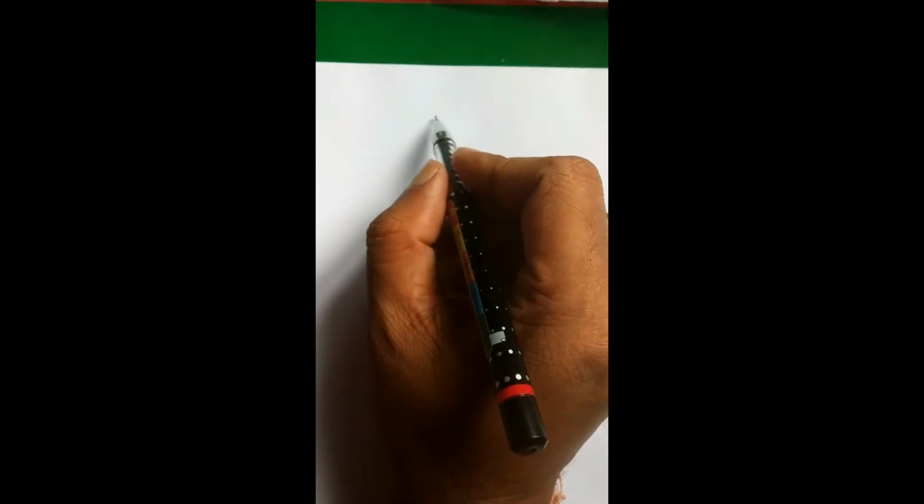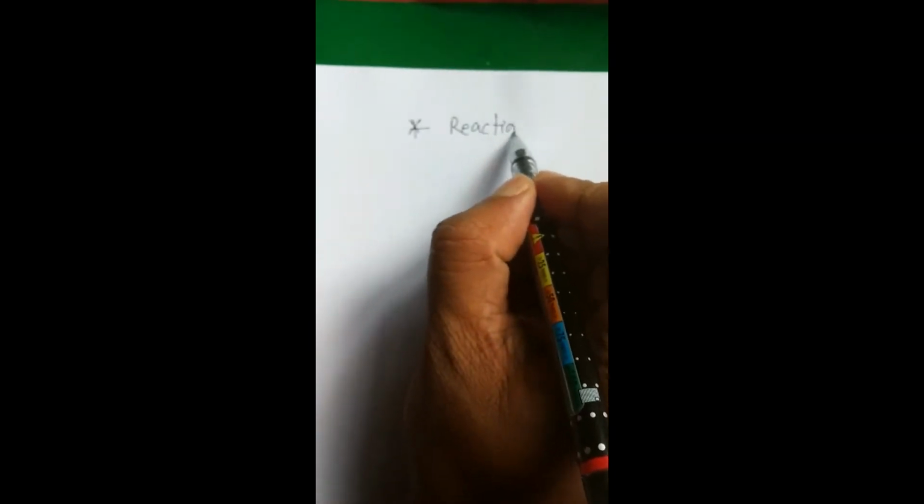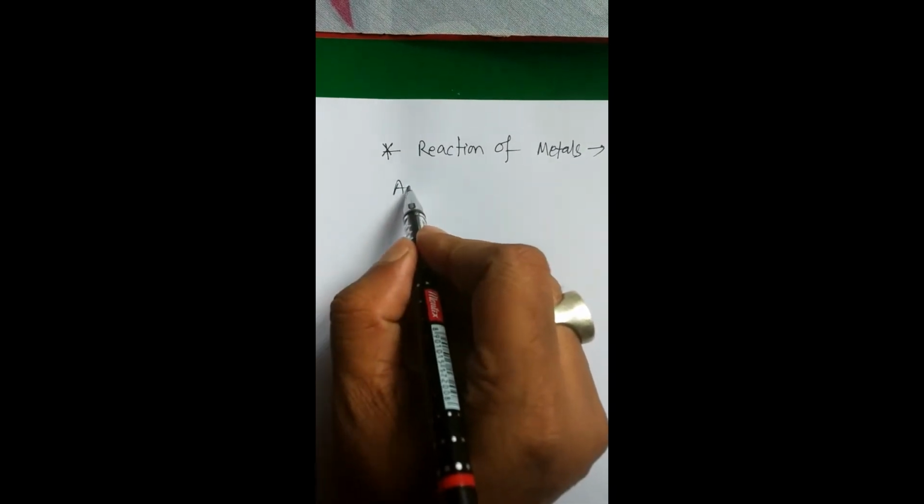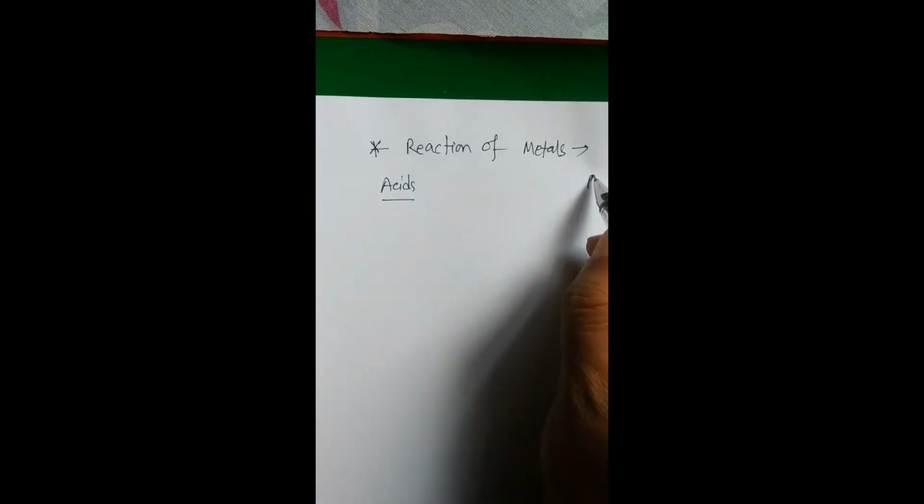We are starting today the chemical properties of acids and bases. You are requested to copy all the things that I am writing here. So at first you have to write the heading, chemical properties of acids and bases. Number one, reaction with metal. That means we are here to discuss the reaction of metals with acids as well as bases.